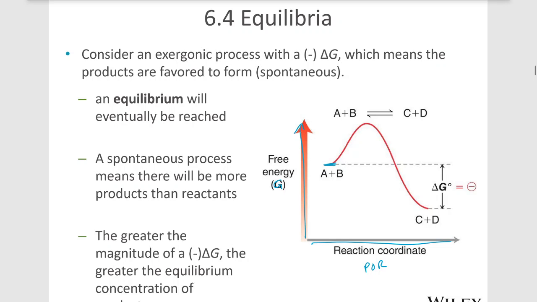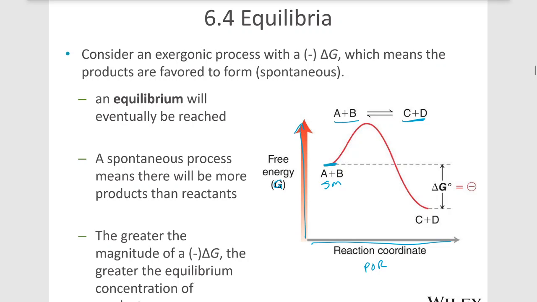So here's our overall reaction: A plus B goes to C plus D. That's our reaction. So our starting materials are A and B. Our products are C and D. Okay. So we're starting with our starting materials, A plus B, at some energy.